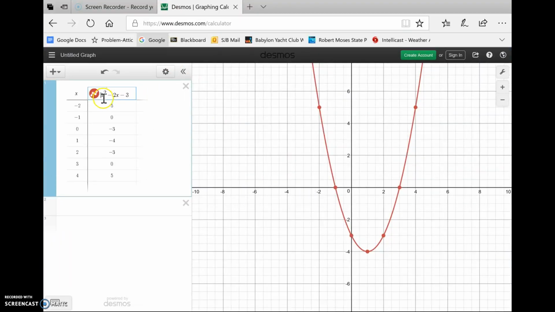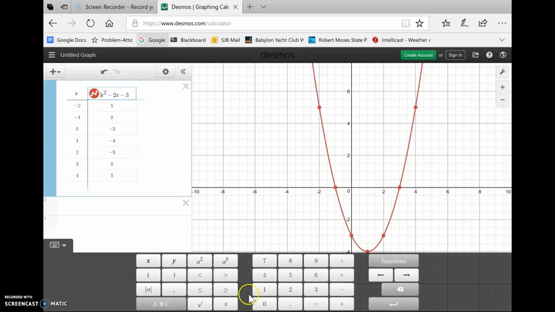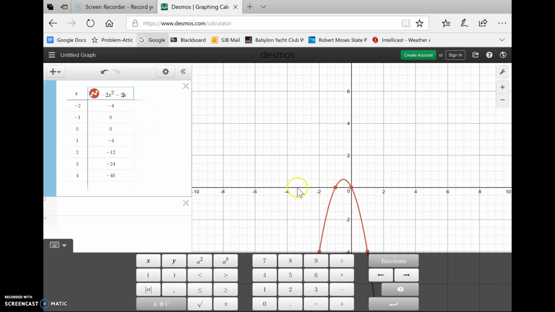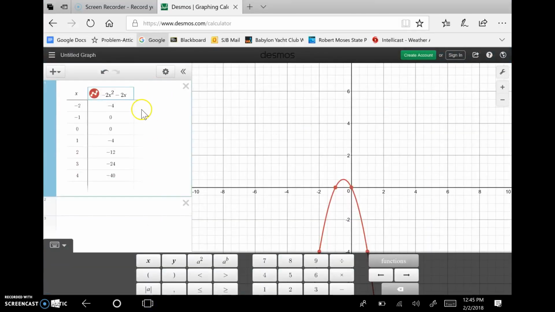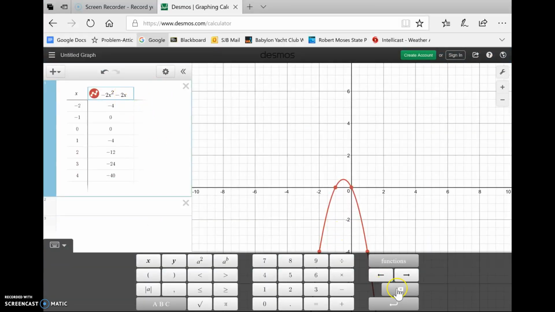So if we change this to a negative 2x squared, and I want to delete some of this, negative 2x squared, and was it plus 4x or minus 4x? Minus 4x. So change this now to a minus 4. And then you can see that our parabola is upside down because of that negative in front of the x squared. It's also a little bit narrower, and we're going to talk about that too.